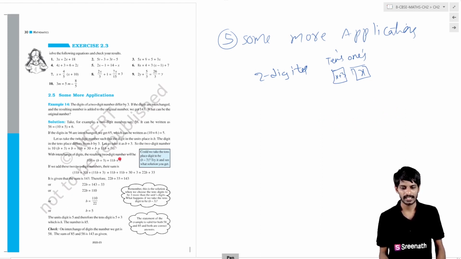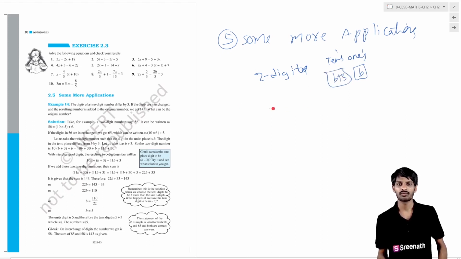Here in the example, he has written it as b. So we can write it as b and b plus 3. So here the digit is b, and here it is b plus 3. And before solving, we have to remember one thing.